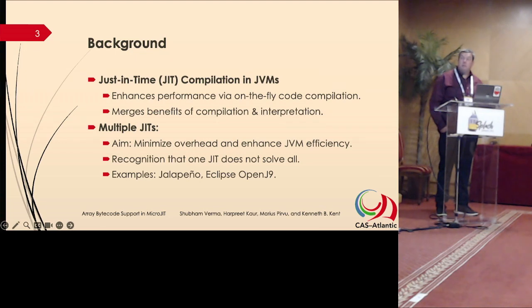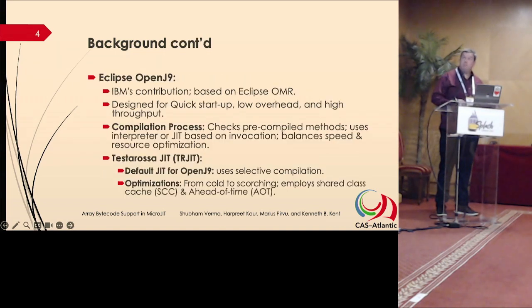Eclipse OpenJ9 uses the Testarossa JIT, and it's a great JIT, but it does have its fallacies, as we'll see. Eclipse OpenJ9 is IBM's contribution. It was originally J9, delivered by IBM, and then it was flipped over to the Eclipse Foundation and split into two pieces: OMR, which is the underlying base, and OpenJ9, which sits on top of it and sucks it in. Overall, OpenJ9 was designed for quick startup, low overhead, and high throughput. That was what it was designed for at the start. Arguably, it's changed in various ways since then.